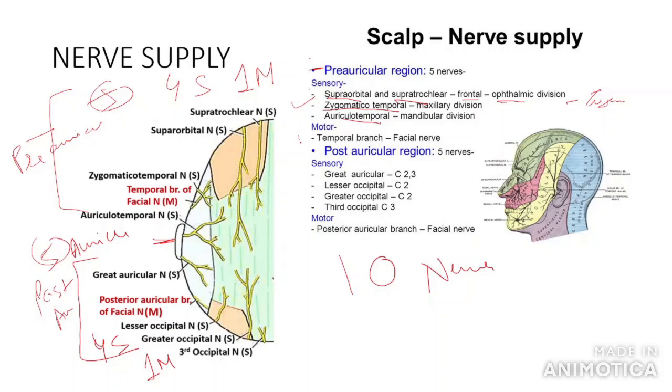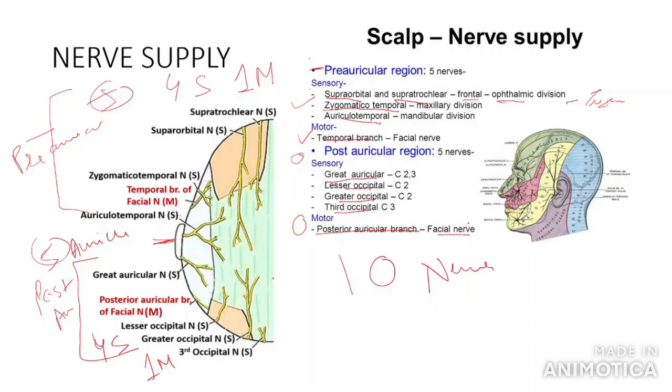And what is motor branch? It is temporal branch of facial nerve. Next is postauricular region. So you have sensory, great auricular, lesser occipital, great occipital, and third occipital. So great auricular, lesser occipital, greater occipital, third occipital, and the motor branch is posterior auricular branch of facial nerve. ठीक है, very easy. 10 nerves, 5 in preauricular, 5 in postauricular, 5 में 4 sensory, 1 motor. Similarly, 4 sensory, 1 motor in postauricular also.